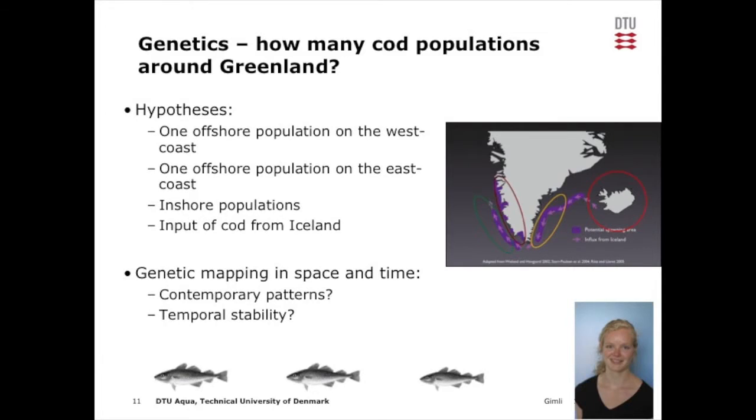So, in relation to genetics, how many cod populations are there in Greenland? The general hypothesis is that there's a population on the east coast and the west coast, the fjord populations, and cod coming in from Iceland. So our idea was to look at genetic mapping in time and space. What are the contemporary patterns, and how stable are these patterns over time?